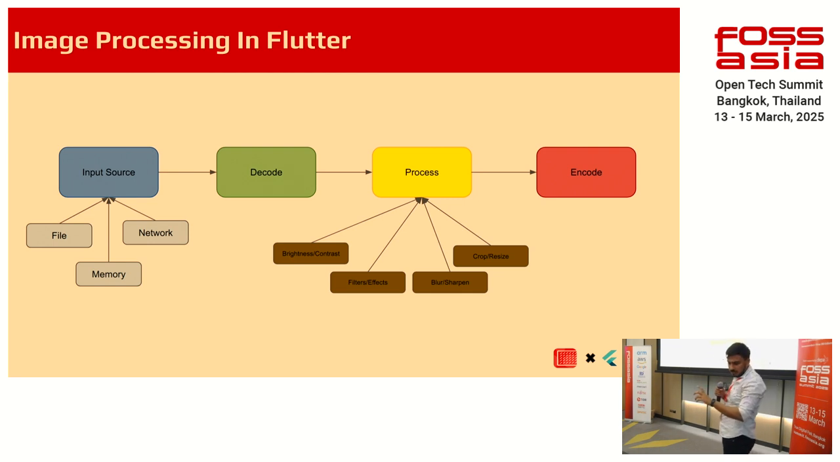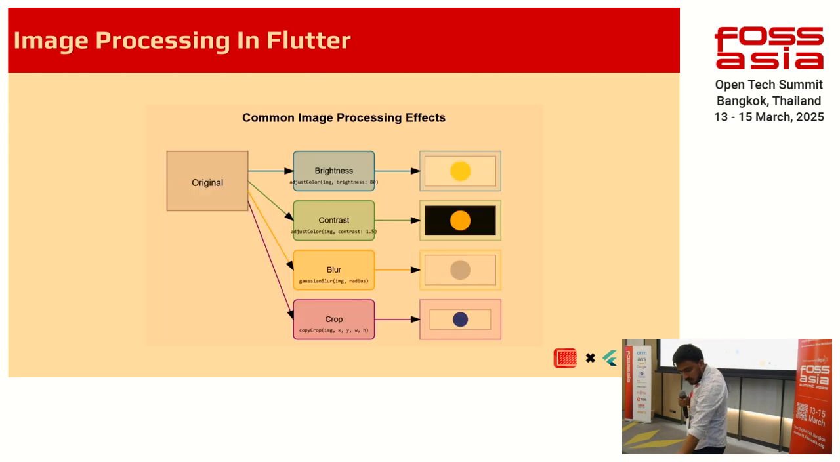I'll just explain very quickly what this is. We take the image from any of the input sources. We send the image to the decoder, where we need to decode these images. And then we need to process it. So like we want to increase the brightness or contrast, or we want to add effects, blur, crop, whatever we want to do. We can process the image and then encode it again and save it where we want. If we want to display it, then probably we'll display it directly without encoding it. So that's sort of the whole flow of how images are processed in Flutter.